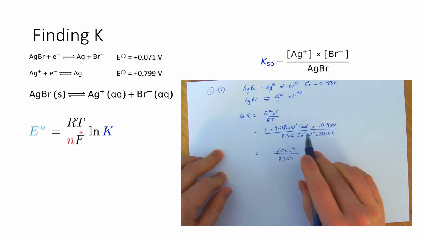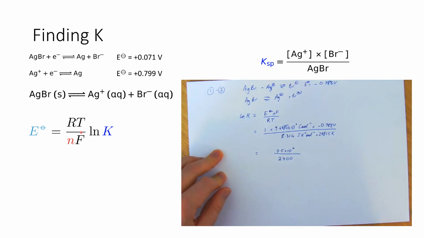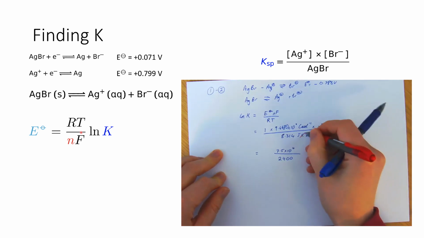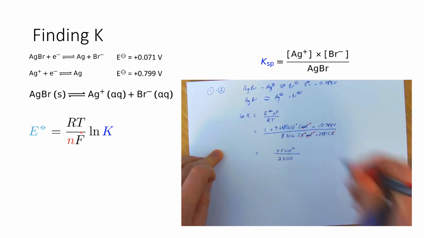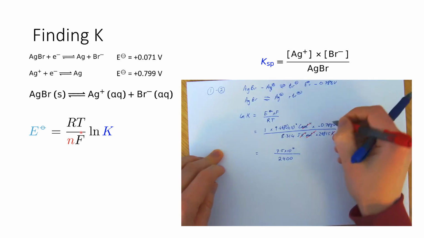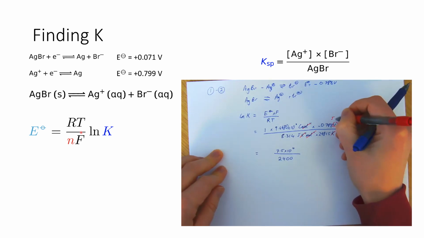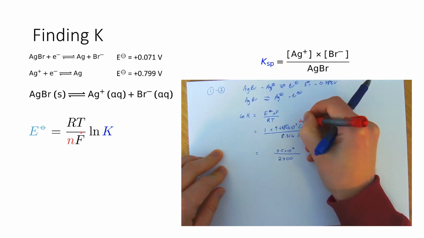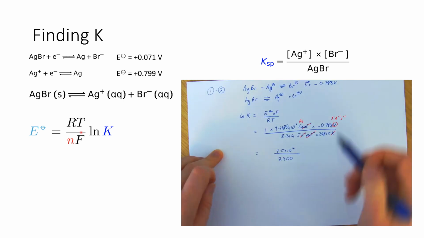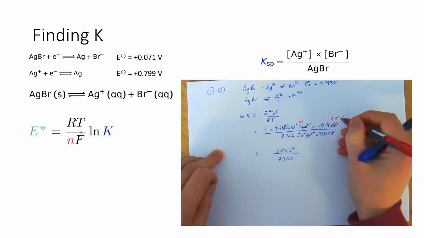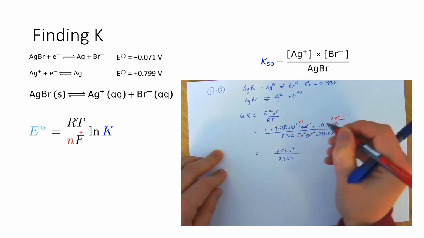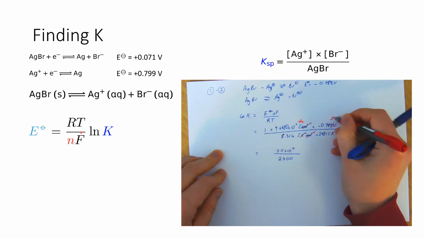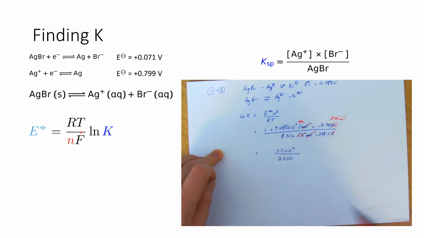What are our units going to be? Let's quickly cancel some units. Kelvins cancel Kelvin, mole, mole. Remember, we said that a volt is a joule per amp per second, and a coulomb is an amp second. We end up with our amp seconds cancel, our joules cancel, and we end up with a unitless term, which is what we need for our log K to work.